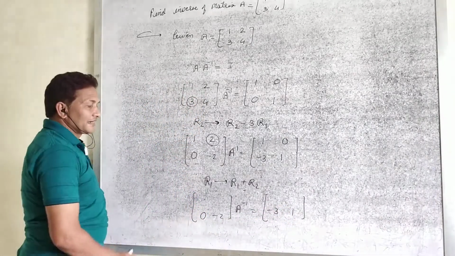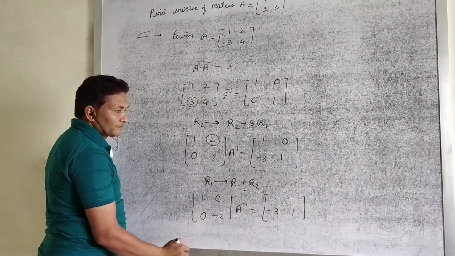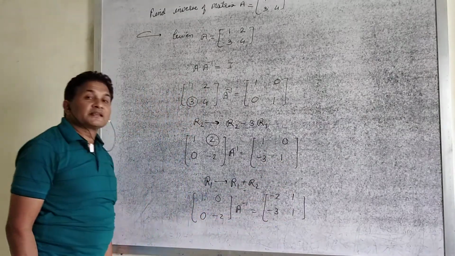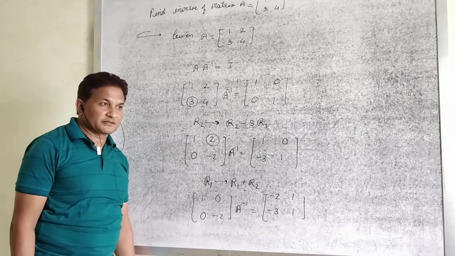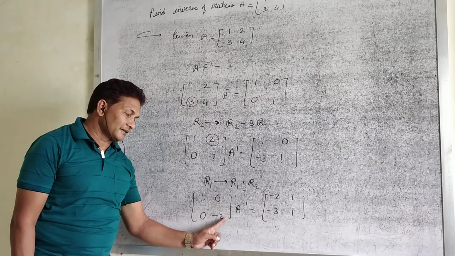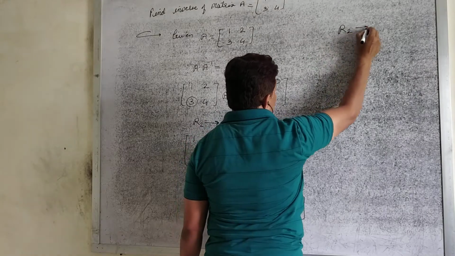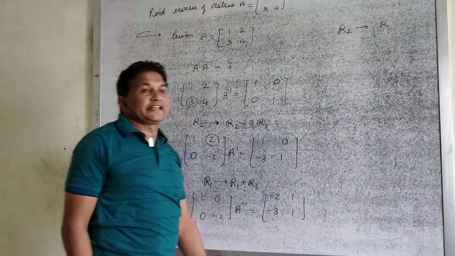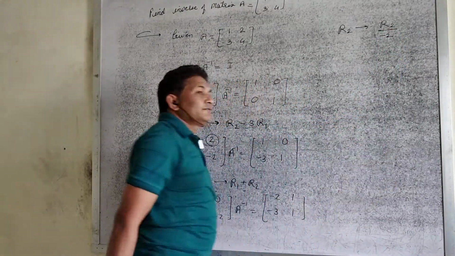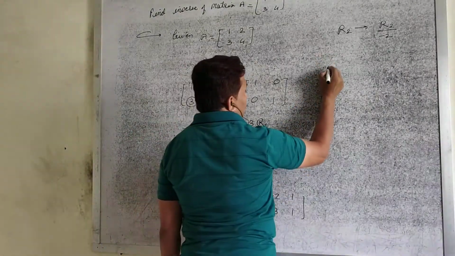Now add R1 and R2. After adding, we get again 1. After adding this, we get 0. After adding, we get here minus 2. And after adding this 2, we get 1. So this is your second operation. Now we get 1, 0, here 0, we need here 1. So therefore, the next step is R2 changes to R2 divided by minus 2. Now here we are not adding, here we are dividing R2 by minus 2, then we get 1 in place of minus 2. So use this operation for second row.